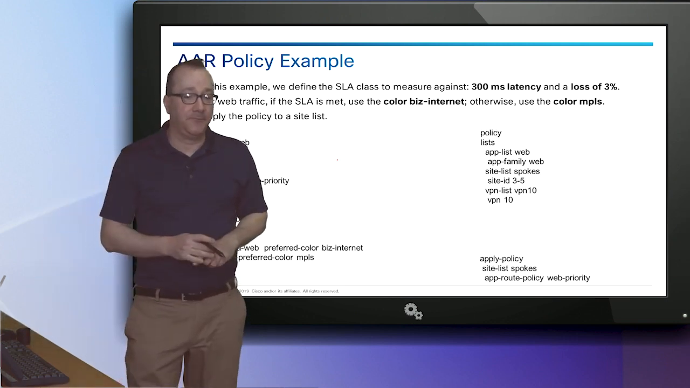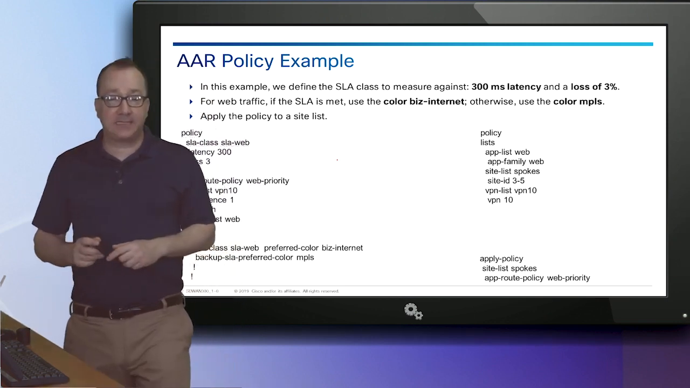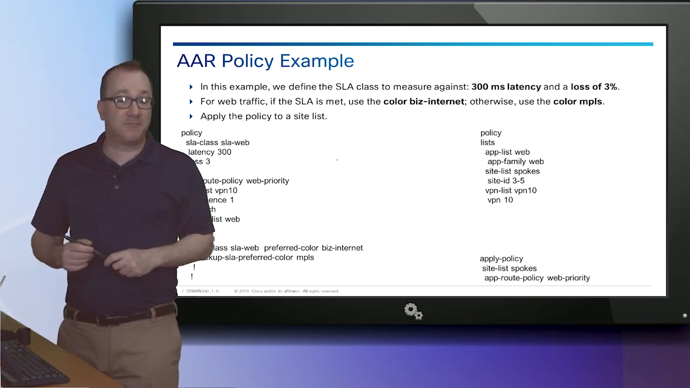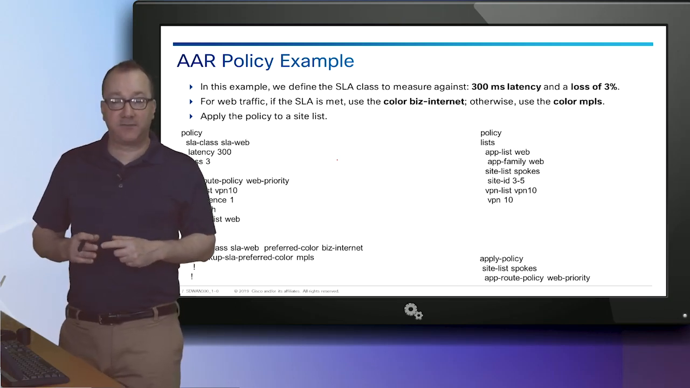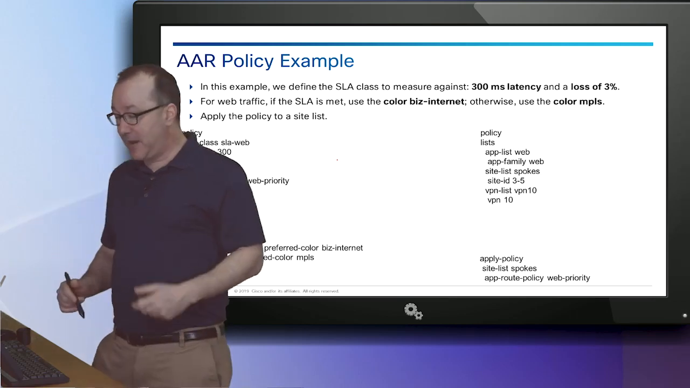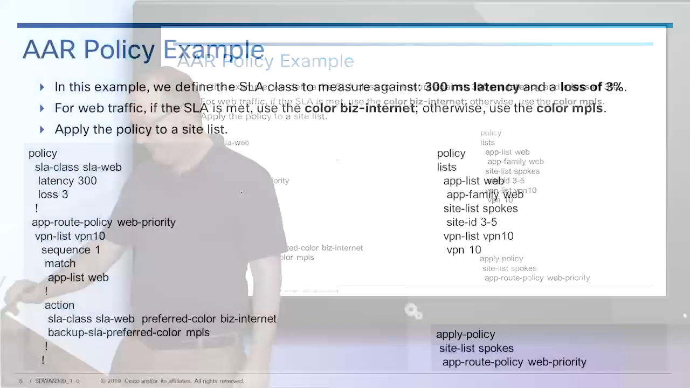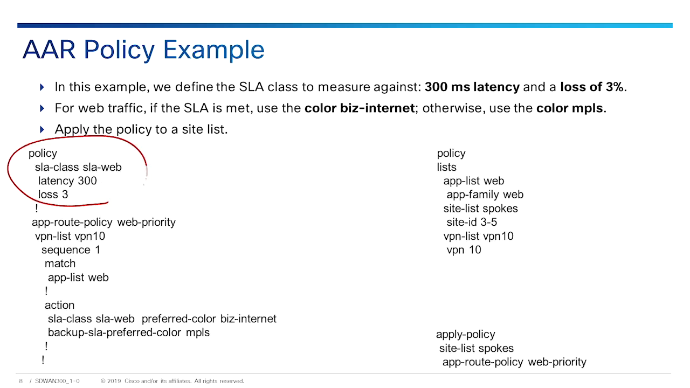So here's an example. We're going to define an SLA class to measure against. In our example, we configure 300 milliseconds latency and a maximum packet loss of 3%. It's for web traffic, so I guess that's good enough. Okay? So down here, we're creating our policy, our SLA, right? 300 milliseconds and a loss of 3%. Okay? It's TCP traffic because it's web traffic, so a loss of 3% is fine. We'll just retransmit.